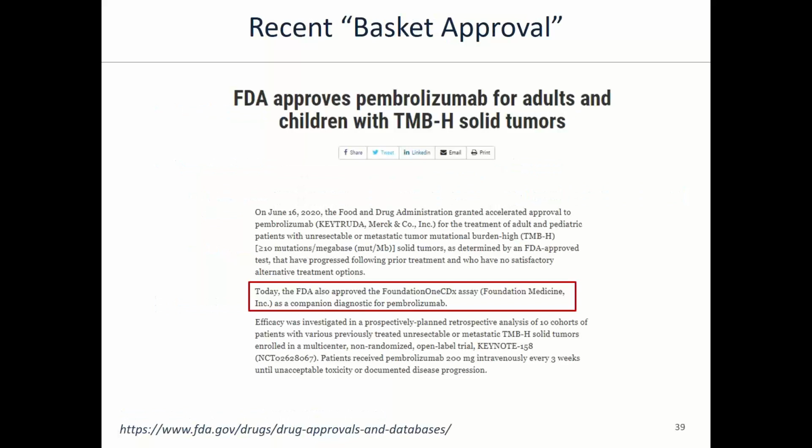But now in a more recent basket approval, in June this year, for the same drug, pembrolizumab, again in solid tumors, it was for another biomarker: tumor mutation burden. And now, together with the approval of the drug, extending the label of pembrolizumab, there was also the approval of the companion diagnostic that was developed at that time. So now it's clear that the patients need to be positive with this test to be eligible for this part of the labeling of pembrolizumab.